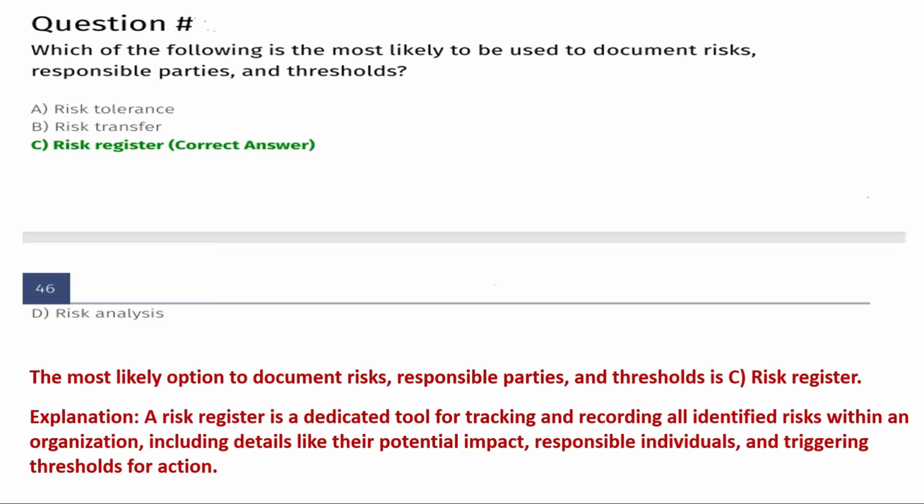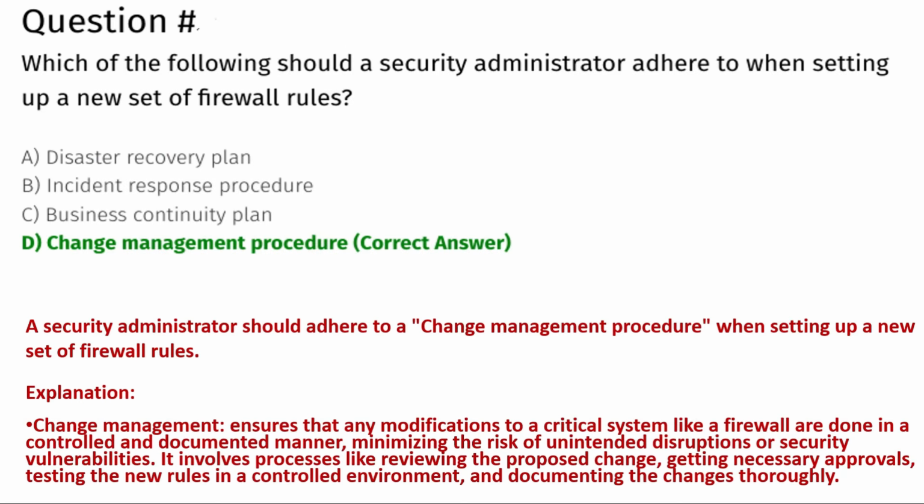So let's check the explanation, and the explanation is a risk register is a dedicated tool for tracking and recording all identified risks within an organization, including details like their potential impact, responsible individuals, and triggering thresholds for action. That's why the correct answer is C, risk register. So let's move to the next question.